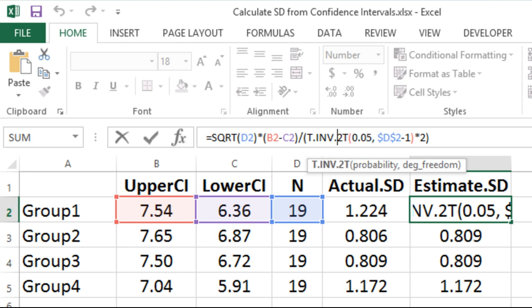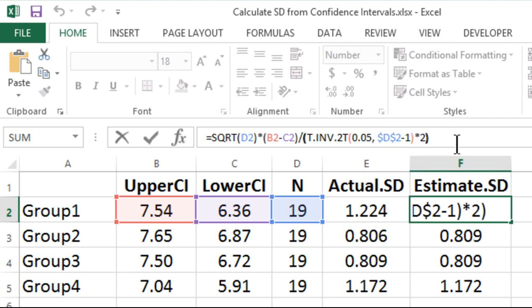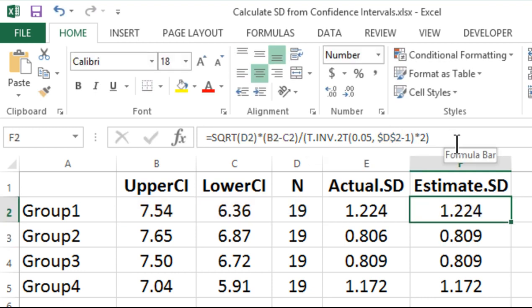And this is the function to call the t value from the t distribution right here, T.INV.2T, and then the degrees of freedom here. And in this case, that's n minus 1. So I've got $D$2, because that's the sample size right here, minus 1, times 2. And so that function gives me a very precise estimate of the standard deviation.